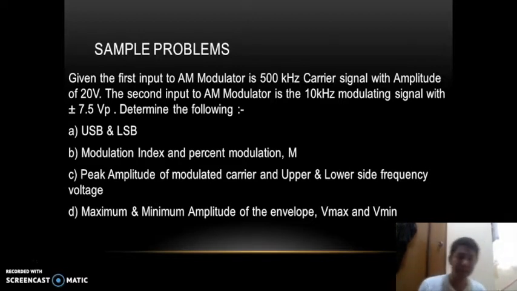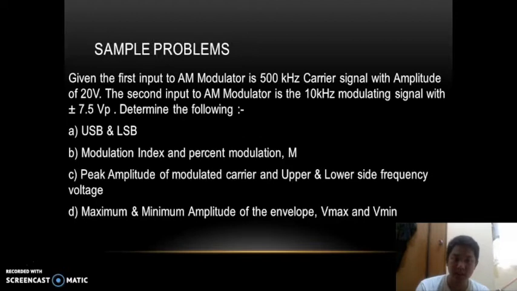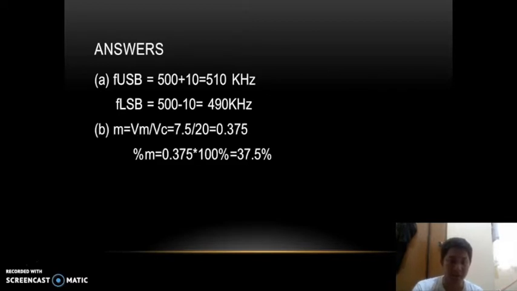Okay, for the upper sideband and the lower sideband, it's similar to how we solved earlier. We are given the carrier frequency of 500 kHz plus and minus the 10 kHz modulating frequency. And this is it: 510 kHz and 490 kHz. The next question, modulation index and percent modulation. The formula for the modulation index is Vm over Vc, while the percent modulation is the modulation index times 100%. So we have this.